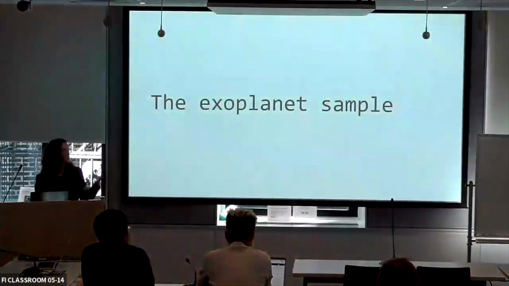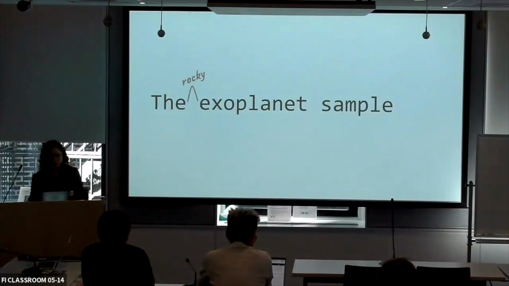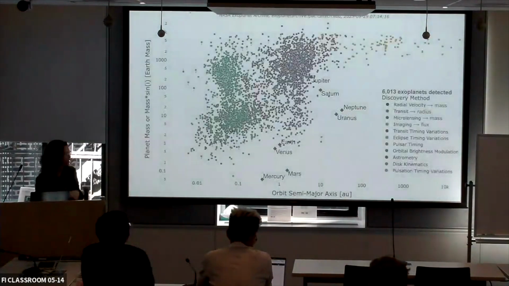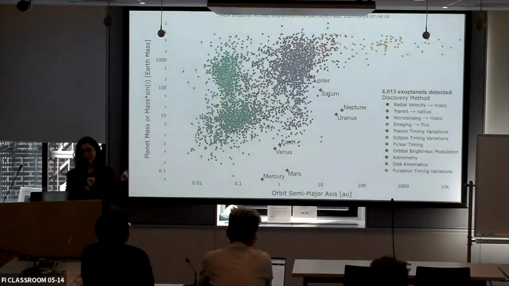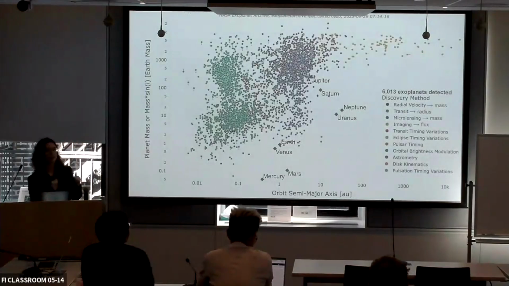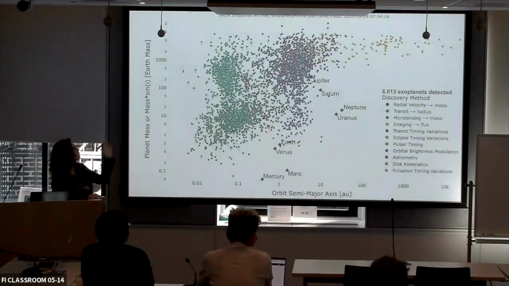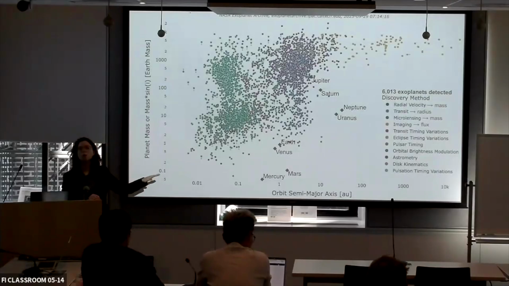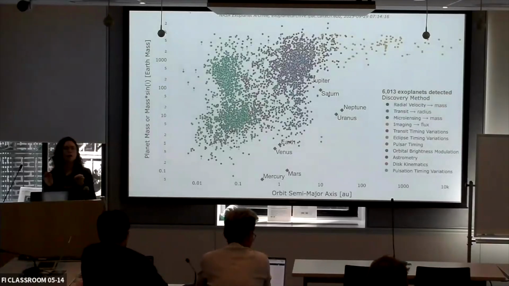So to start that, let's actually talk about what this sample is. And I'm going to focus on the rocky part of it, but we'll zoom out first and just see the great wealth of exoplanet systems that have been detected. These are all of them as of last week. We have just hit over 6,000. Very exciting. So here they are arranged in planet mass, or rough M sin i, in Earth masses as a function of the orbital semi-major axis. So how far that planet is from its host star.